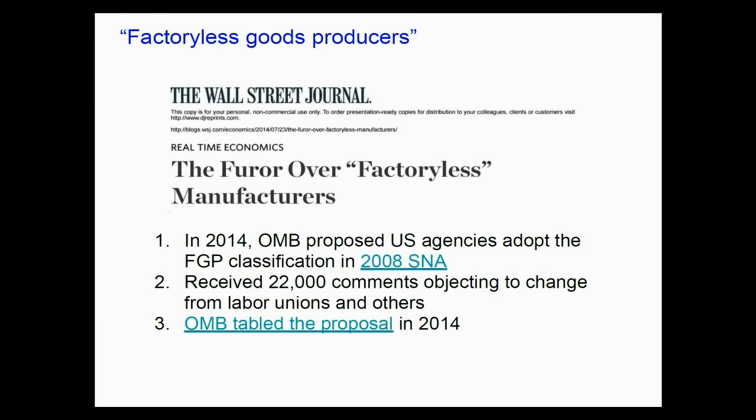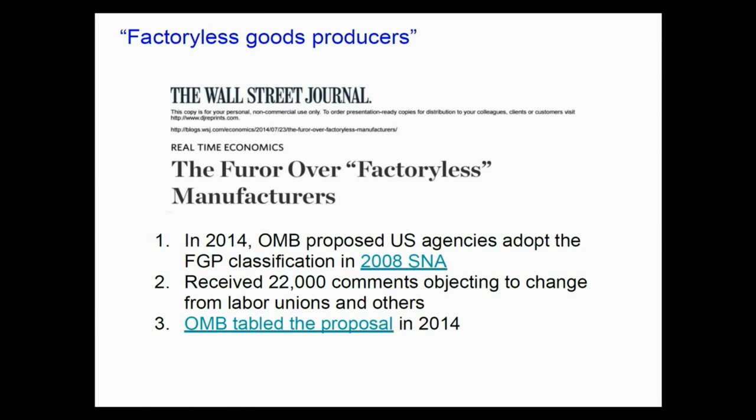Factoryless goods producers. As I mentioned, the U.S. did consider switching to using the factoryless goods producers as a concept. So you look at that then as importing manufacturing services, but they got 22,000 complaints from labor unions and small manufacturers saying that this was an attempt to hide the manufacturing crisis in the U.S., and finally, the OMB just kind of gave up and kicked the can down the road.